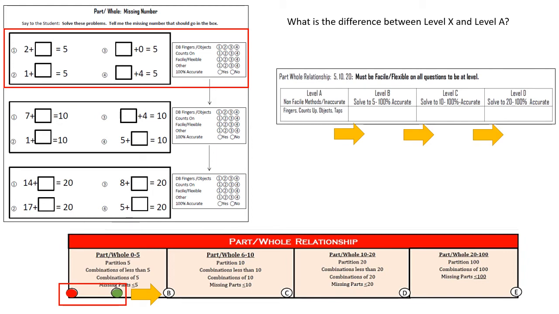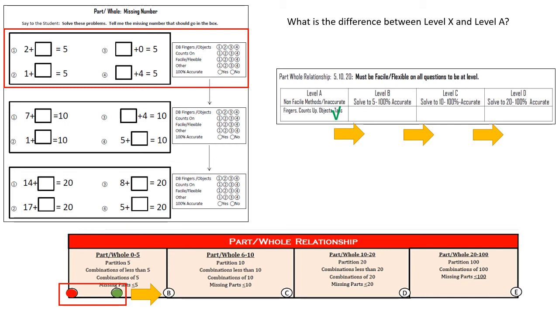And that's a question that a lot of people have. So level A says non-facile methods are inaccurate, and then it gives examples such as fingers, counts up, objects, taps, and so on. So say for this one, you say 2 plus something is 5, and you see them go 2, and then they pull out their fingers and go 3, 4, 5. Yes, they got that correct. So what you would do is say, yes, the student got this one correct, but they used a low-level strategy. So that's when you would give them a level A.